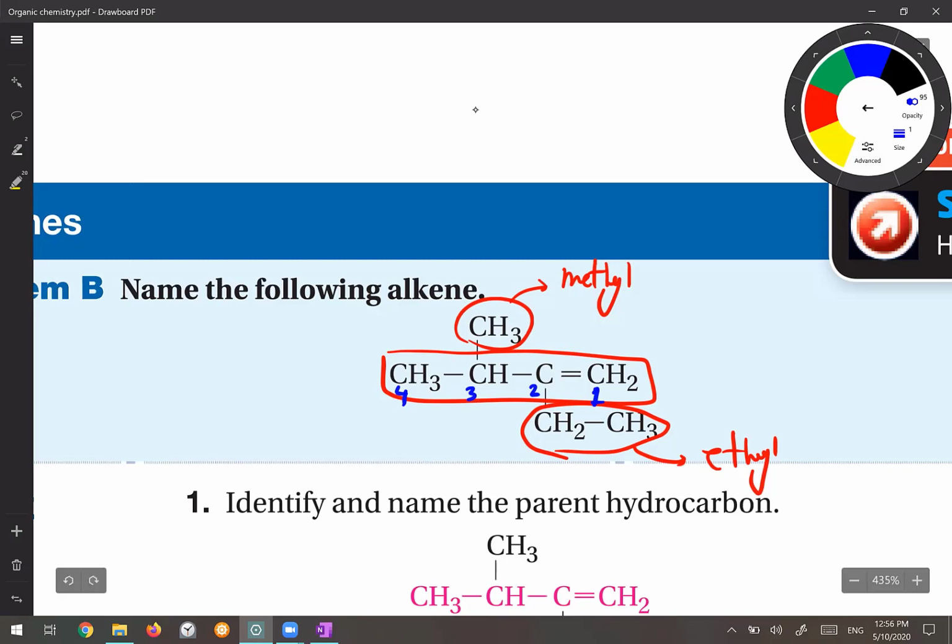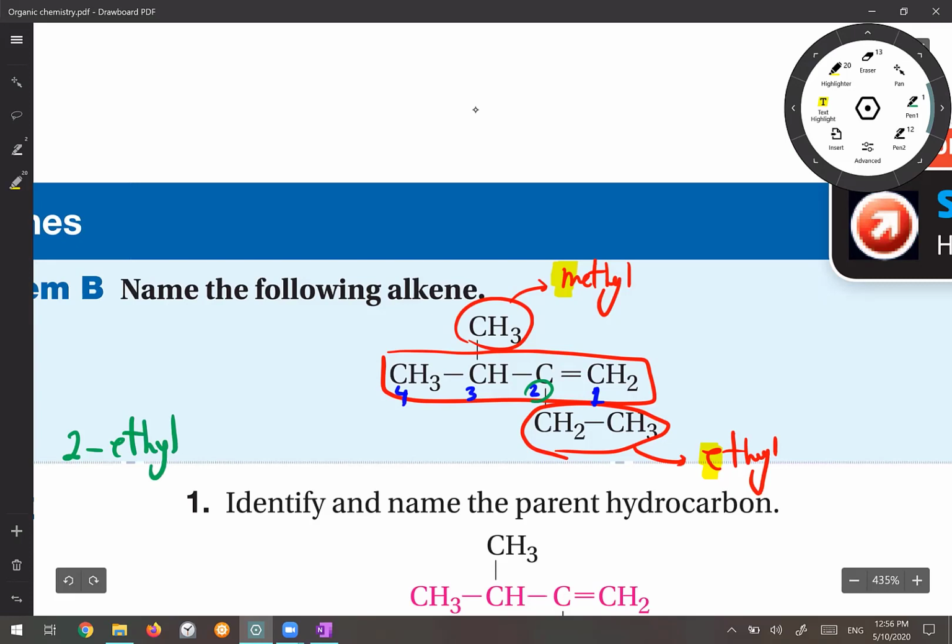Now, I name this molecule. I have to mention the names of the branches first, but we have to look at their alphabetical priority. This is M, this is E, so ethyl has to be mentioned first. Its position is on the second carbon, so I have 2-ethyl.